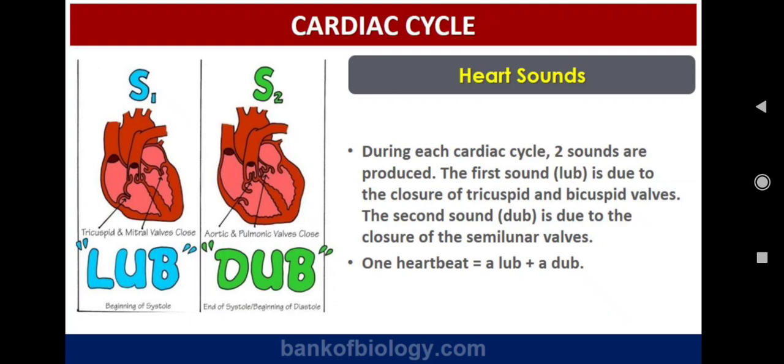Immediately after pushing the blood outside, what will happen? The semilunar valves of this region will be closed. So during this time, the dub sound will occur, the second sound. After completion of the first and second sound, it is called one cardiac cycle. So the lub sound is the first sound and the dub sound is the second sound. Lub occurs when both the tricuspid and bicuspid valves close, and closure of the semilunar valves causes dub, the second sound.